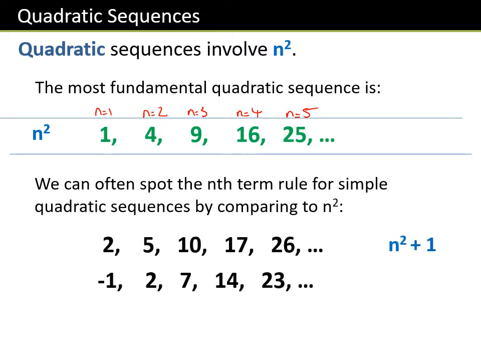If we look at the next sequence, again comparing it to my original n squared, I've got 1, 4, 9, 16, 25. So here 1 to -1, 4 to 2, take away 2, 9 to 7, subtract 2, 16 to 14, subtract 2, and so on. I get n squared minus 2. Look at the next one. 2, 8, 18, 32, 50 is just double n squared. And there's my nth term rule.